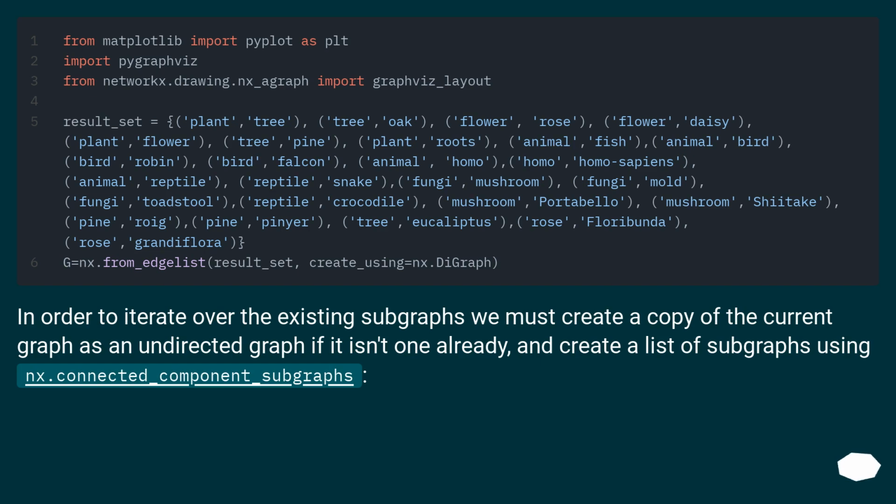In order to iterate over the existing subgraphs we must create a copy of the current graph as an undirected graph if it isn't one already, and create a list of subgraphs using nx.connected_component_subgraphs.